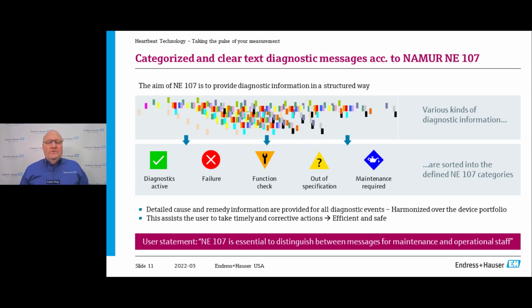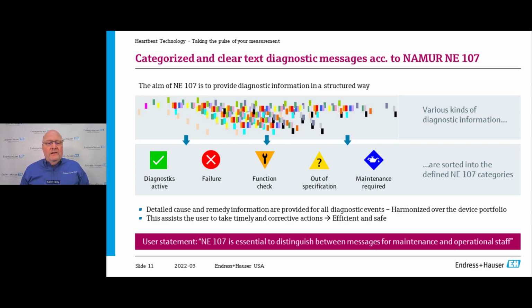And really, this is where you start to get into the differentiation: how do you use that diagnostic information? By its very nature, it is reactive, but we can minimize that at the same time. What you're seeing here is that by using the Namur NE107 diagnostic concept, we can make things easier for the maintenance staff. First off, we have these dashboards.